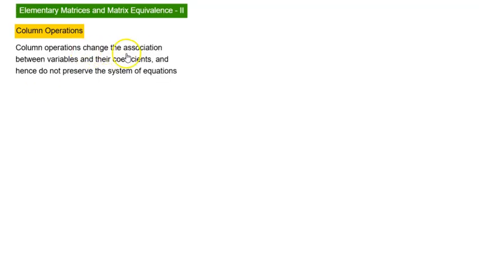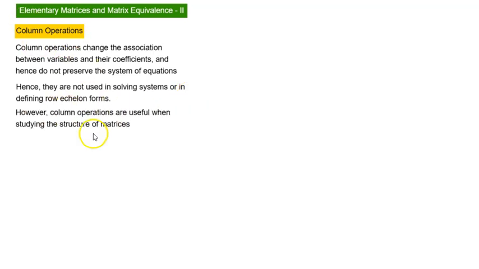Now let us look at the second part of elementary matrices and matrix equivalence. Till now we have been focused on row operations, so let's look at column operations. Column operations change the association between variables and their coefficients and hence do not preserve the system of equations, that is, if we are looking at matrices in terms of systems of linear equations. Hence, they are not used in solving systems or in defining row echelon forms. However, column operations are useful when studying the structure of matrices.